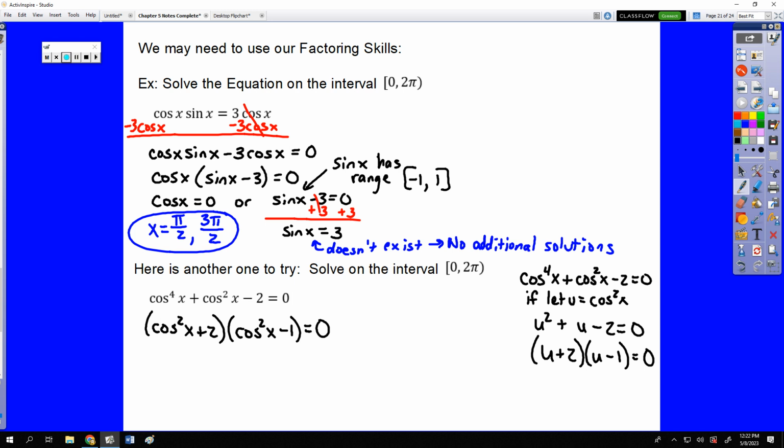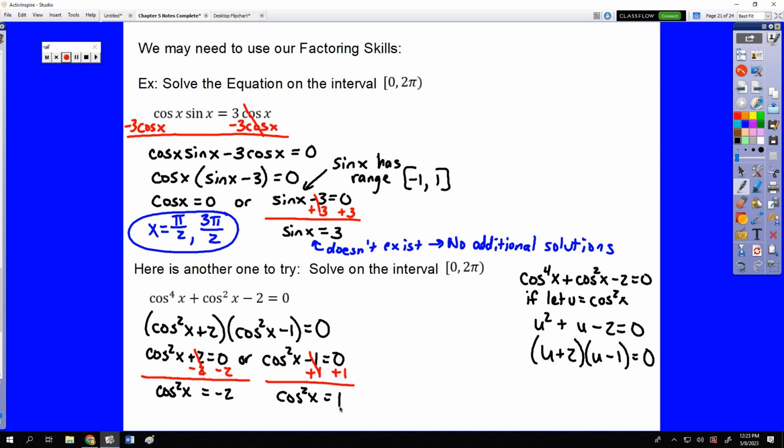We are then able to split that up using the zero product property into two separate equations. Cosine squared x plus 2 equals 0, or cosine squared x minus 1 equals 0. In both cases, we would start by solving those individual equations, subtracting 2 from each side of the first and adding 1 to each side of the second, which would give us cosine squared x equals -2, and cosine squared x equals +1. When we go to finish solving those by taking the square root, things get kind of interesting.